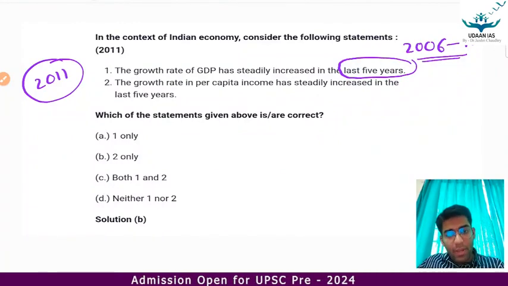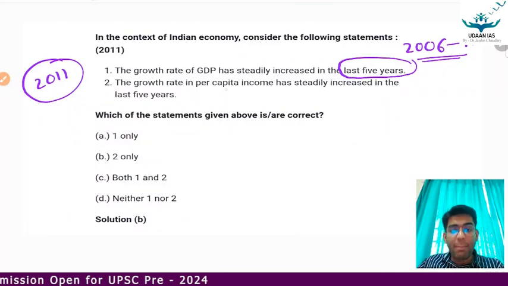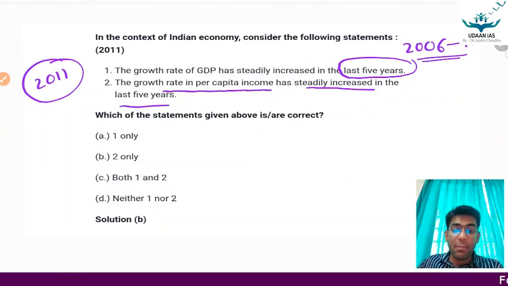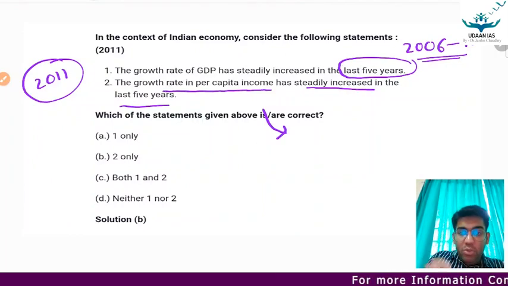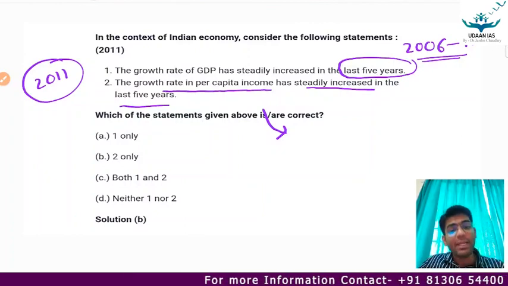ठीक, सो पहला स्टेटमेंट में बोल रहे हैं in the last 5 years. In the second statement they are saying the growth rate in per capita income has steadily increased in the last 5 years. ग्रोथ रेट per capita income बढ़ी है या नहीं बढ़ी? तो देखो, अगर मैं बात करता हूं growth rate of the GDP has steadily increased in the last 5 years, so this statement is incorrect.